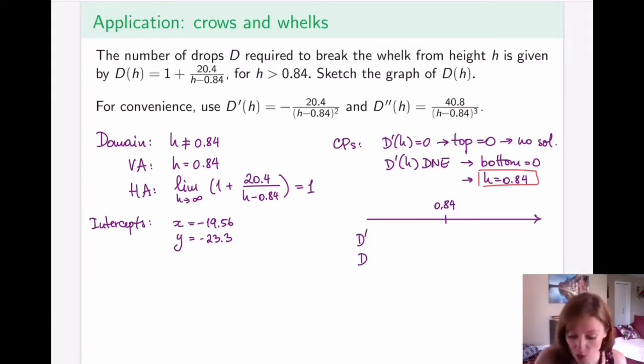Okay, so I'm going to pick a number here, let's say 0, and I'm going to plug it into my derivative to figure out if it's positive or negative. You can go through with a calculator, you'll notice that it's negative. I'm going to pick a number after 0.84, plug it into the derivative. You notice that the derivative, in fact, is always going to be negative because no matter what I plug in here, this gets squared and then it turns into negative.